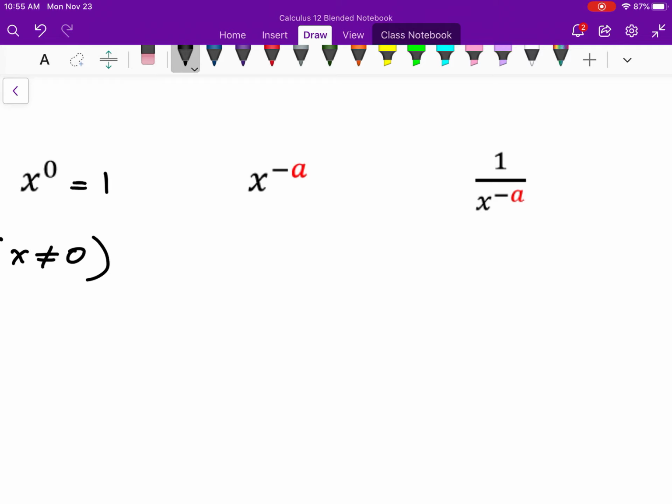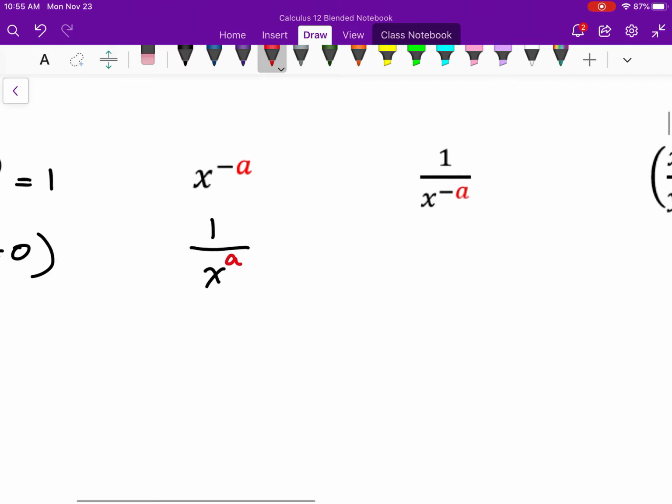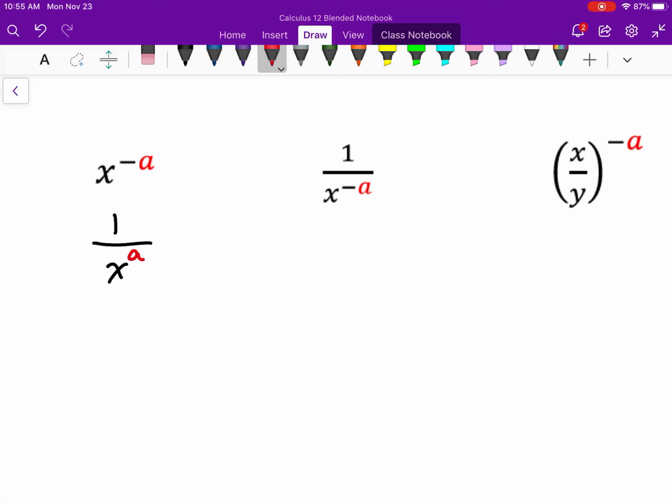X to the negative a, well, positive exponents mean repeated multiplication, so negative exponents mean repeated division. So x to the negative a is the same as dividing by x a times. And so in practice, when we deal with negative exponents, we tend to see all these reciprocals. When you have a negative exponent in the denominator, you're dividing by dividing, which is the same as multiplying. I probably just made that sound more complex than it really is. But in practice, a negative exponent in the numerator is the same as a positive exponent in the denominator, and a negative exponent in the denominator is the same as a positive exponent in the numerator.